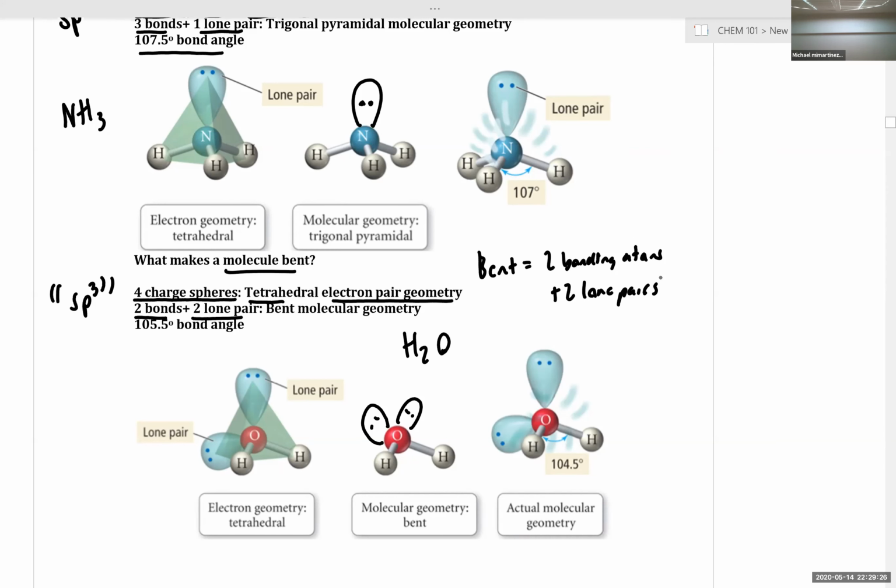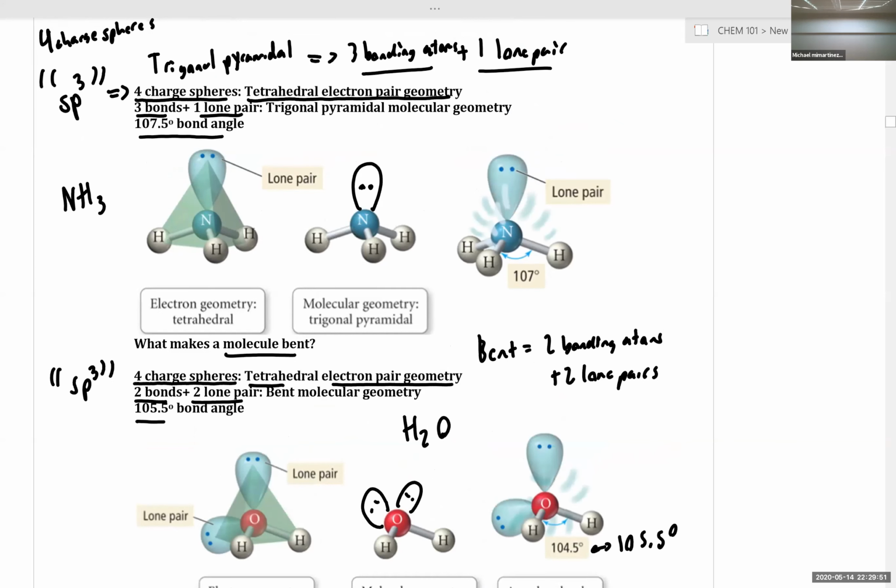How many bonding atoms does water have? Two. How many lone pairs does water have? Two. Our bond angle is further reduced and we have about a 105.5 degree bond angle. So these bond angles can vary depending on the textbook from 104.5 to about 105.5. Okay, so these are the two main variants for your tetrahedral geometry, or for your sp3 centers.